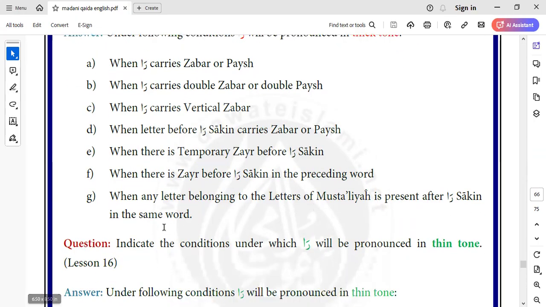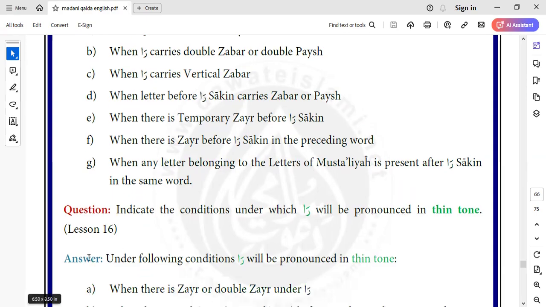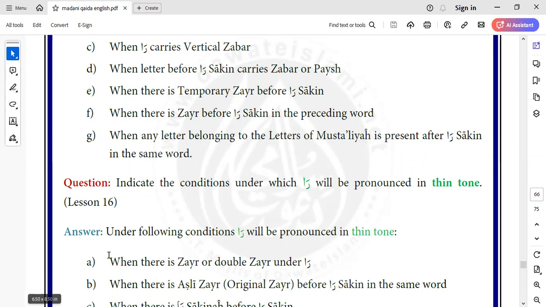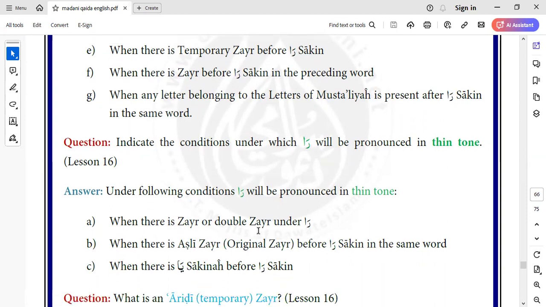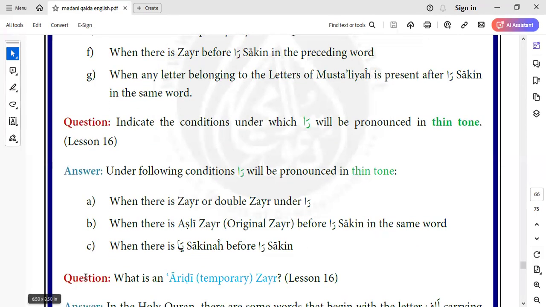Question. Indicate the conditions under which ra will be pronounced in a thin tone. Answer. Under the following conditions, ra will be pronounced in a thin tone. A. When there is zir or double zir under ra. B. When there is asli zir, original zir, before ra sakin in the same word. C. When there is ya sakinah before ra sakin.